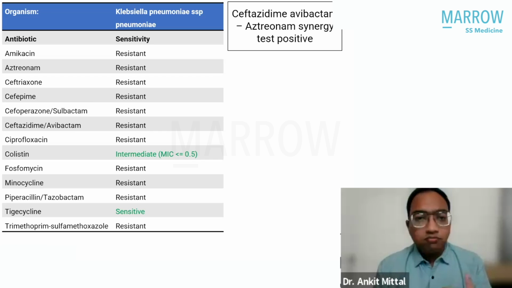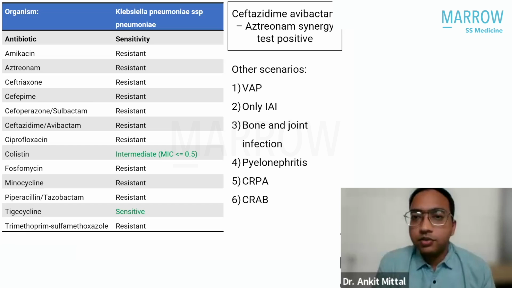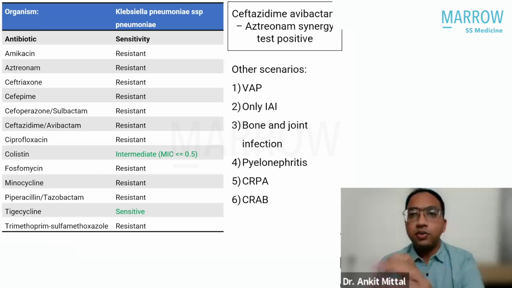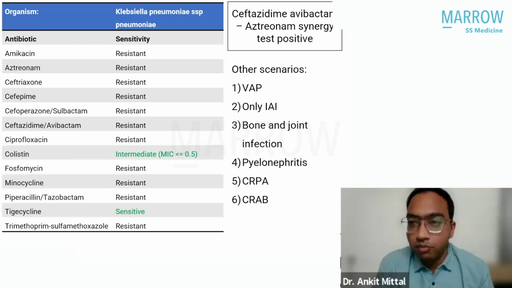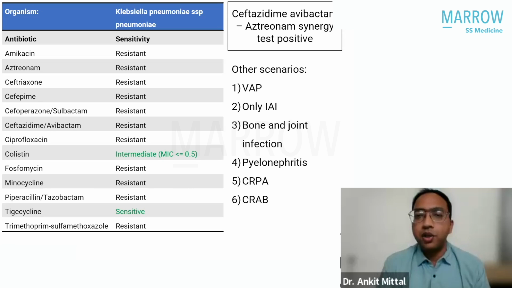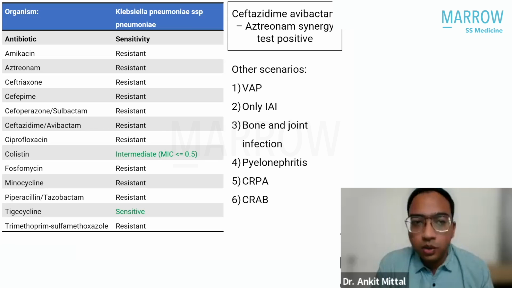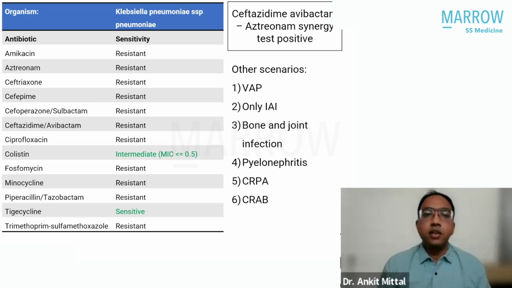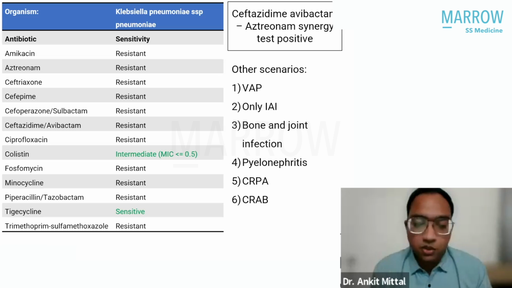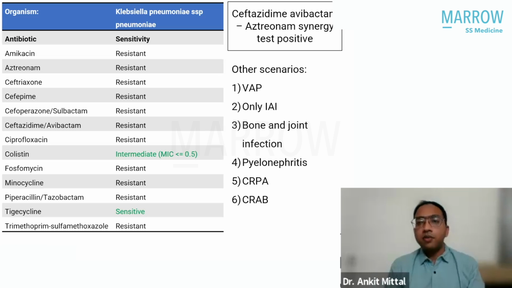Now, same situation, same culture report, but look at some other scenarios. If it was a case of ventilator-associated pneumonia with the same susceptibilities, we could have still gone with the ceftazidime-avibactam-aztreonam combination. But if it was only an intra-abdominal infection or maybe only a bone and joint infection without bacteremia, in those cases, we could have gone with tigecycline alone because tigecycline has very good intra-abdominal concentration as well as it is very good for skin soft tissue and even bone musculoskeletal tissue. If it was pyelonephritis, we would have again gone with ceftazidime-avibactam-aztreonam.